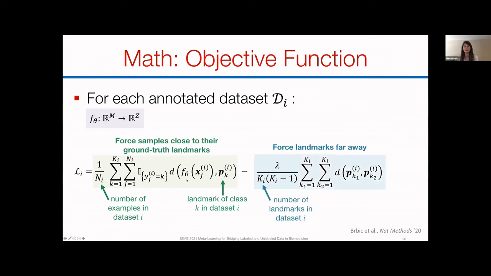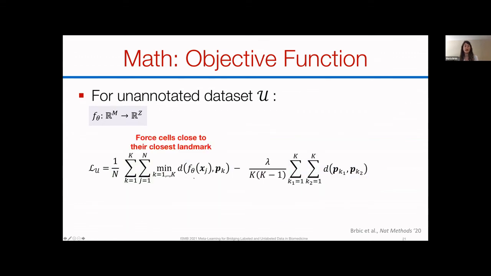And then for the unannotated dataset, we will do a similar thing, but here we want to force cells close to their closest landmark, or cells or our learning examples. So in this case, we will look at the distance between the embedding of the data point and the landmark of class K again, but instead of the indicator function, we will now have the minimum. And this minimum means that we will check which is the closest landmark for each data point. And we will again sum over all examples and over all the distances.